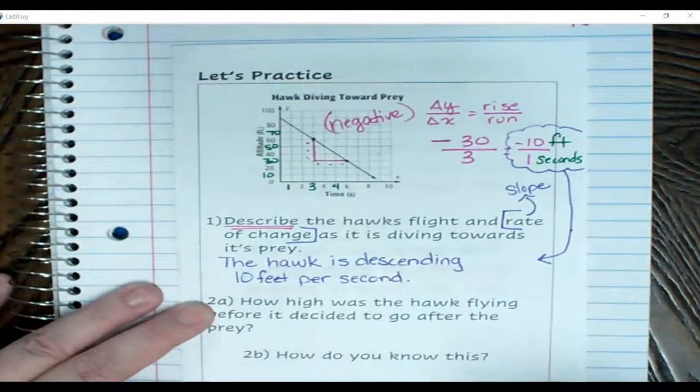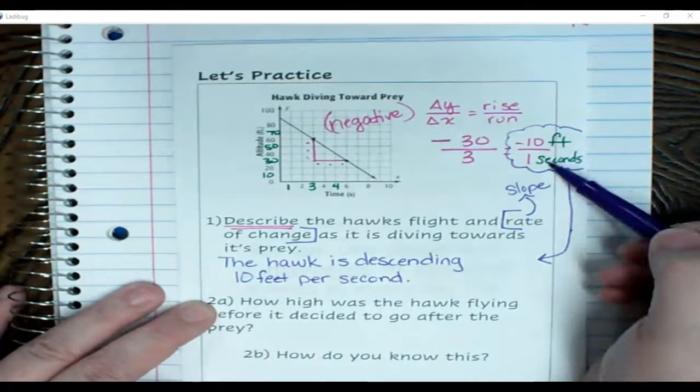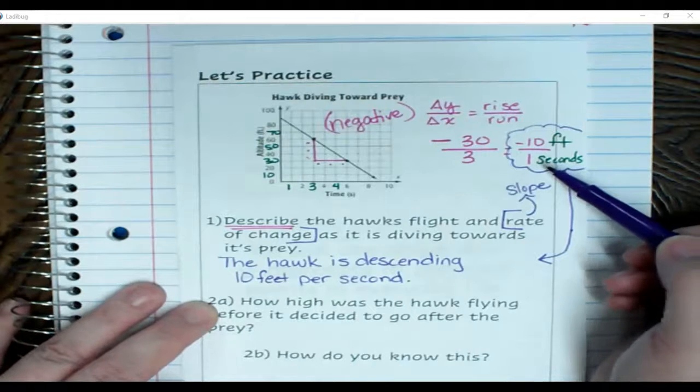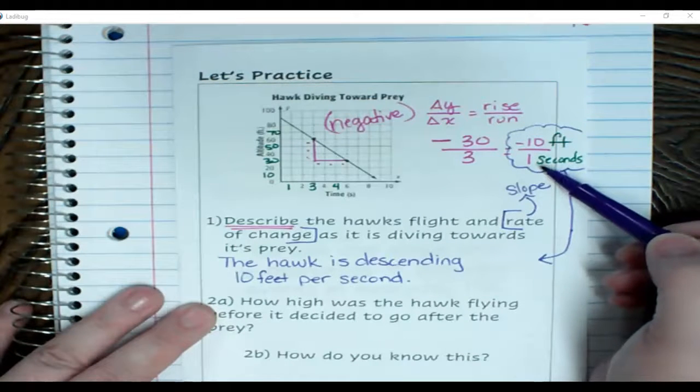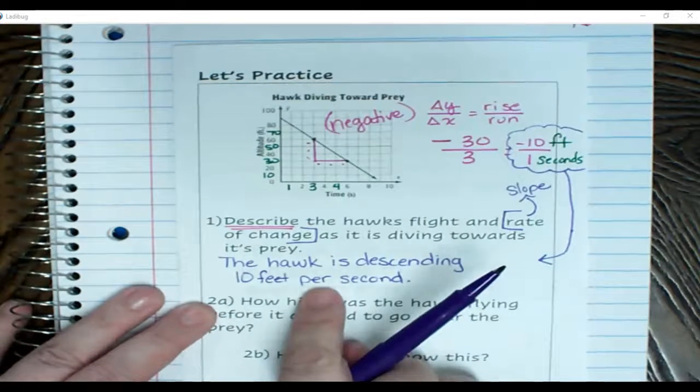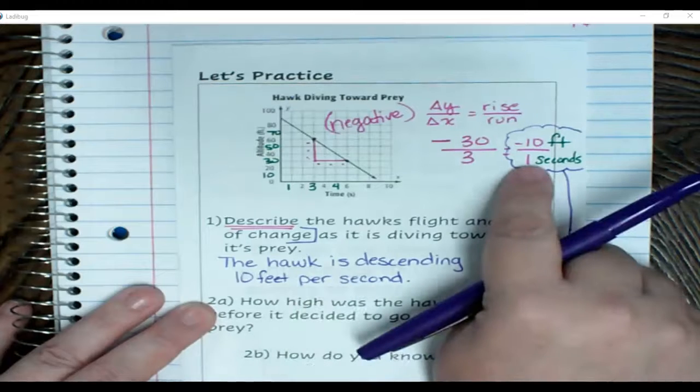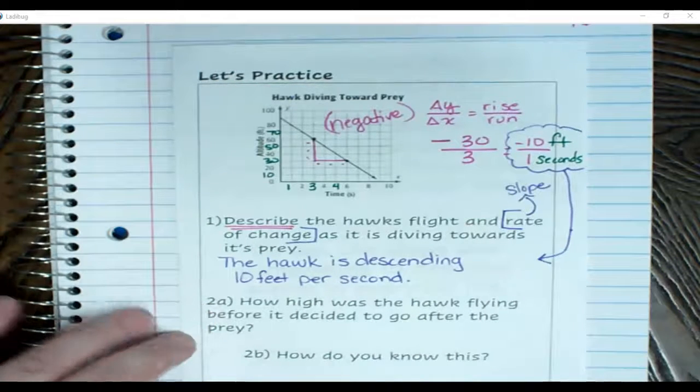I could have also said 10 feet for every second, 10 feet each second, 10 feet for 1 second, 10 feet per second. We can use the word per because our denominator is 1. It's a unit rate.